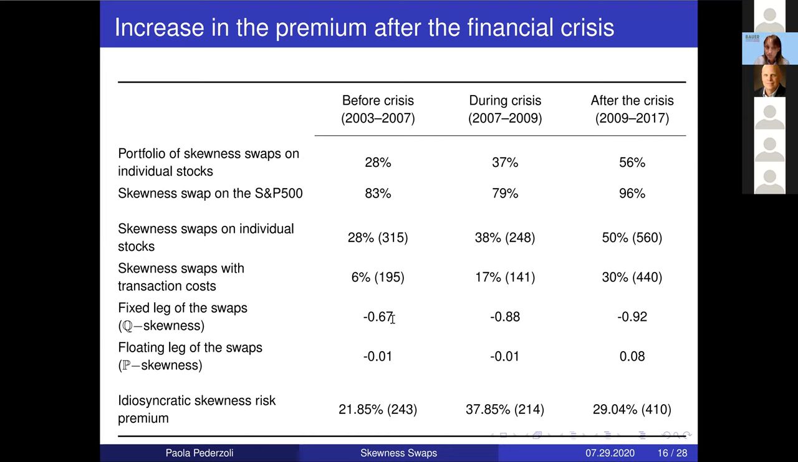And by looking at the change of the Q skewness and the P skewness, I find that there is a huge decrease in the Q skewness, in the risk neutral skewness, which becomes more negative. And by looking at the idiosyncratic part of the skewness risk premium, which is basically the residual of the previous regression, what I find is that there is an increase, not only in magnitude, but also in significance.